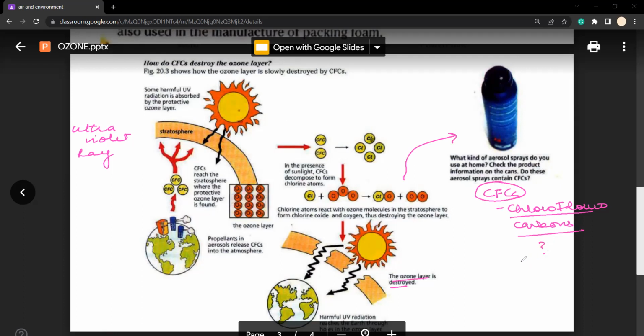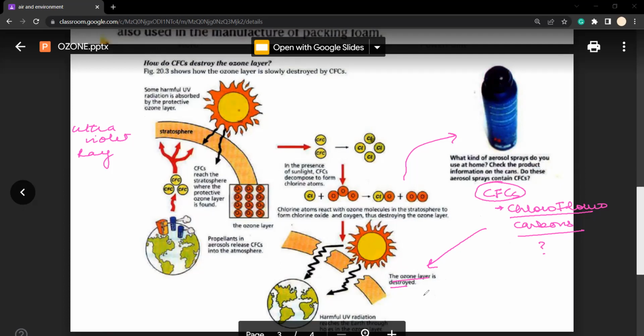These chlorofluorocarbons are being used by humans only. They are used as a propellant of the aerosol. They are being used as a coolant in the refrigerator and also in the manufacturing of packing foams. So they were used for certain reasons, and these CFCs have led to the depletion, they destroyed the ozone layer. And because this ozone layer has been destroyed in the upper atmosphere, what is happening now? The harmful UV rays are able to reach the surface of the earth.